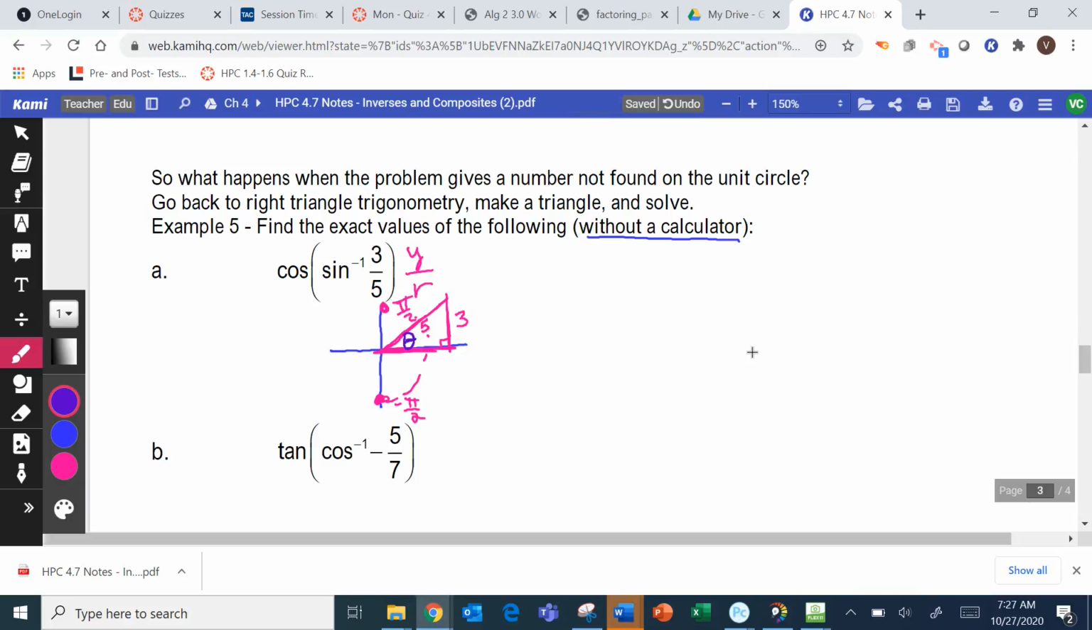So this is just basically saying where is sine 3/5? Well, it's right here. I don't know the number, I don't know the degrees or the radians, and I can't find out without a calculator, so I'm just going to call it theta. Now we're going to take cosine at that exact same location, theta, and cosine is x over r. So I just need to find x, which, this is a 3, 4, 5 triangle. So 4/5 will be the answer.